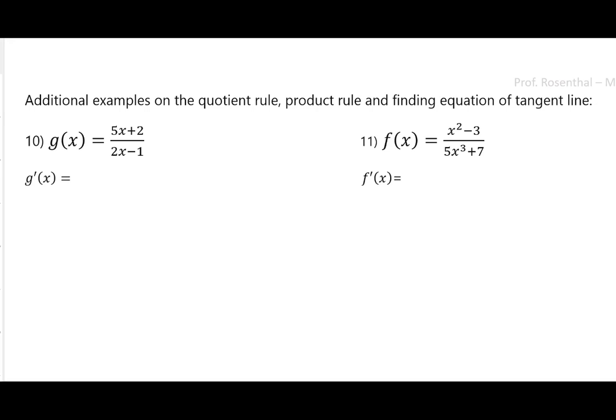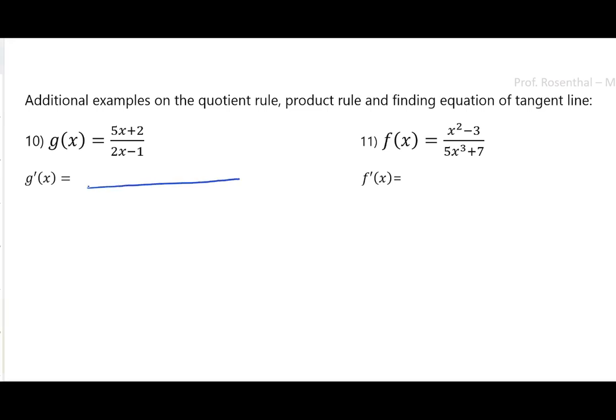So let's take a look at number 10. G of x equals 5x plus 2 divided by 2x minus 1. We're asked to find the derivative of that function. So again, we notice it's in the form of a fraction with x variable on the top and the bottom. We're going to go with the quotient rule.